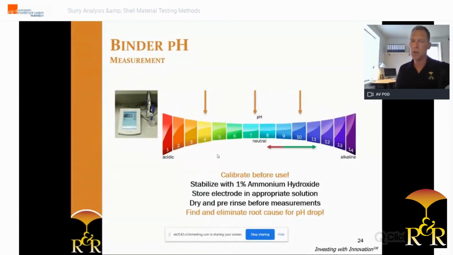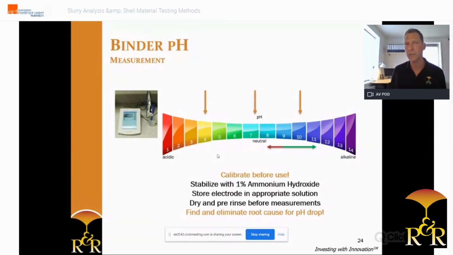In case of an alkaline binder, you need to calibrate your equipment with a pH buffer 7 and a buffer 10. In case of an acidic pH, it's buffer 4 and 7. So it depends on the specific binder what specification you need to follow. But normally with the alkaline binder, anything above 9.5 is considered good.